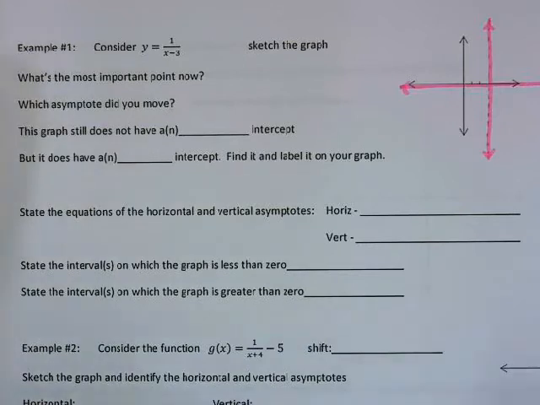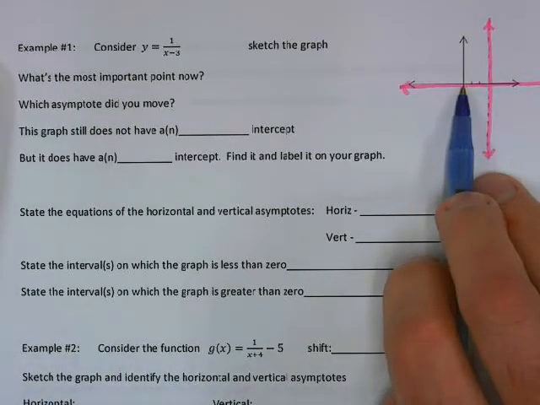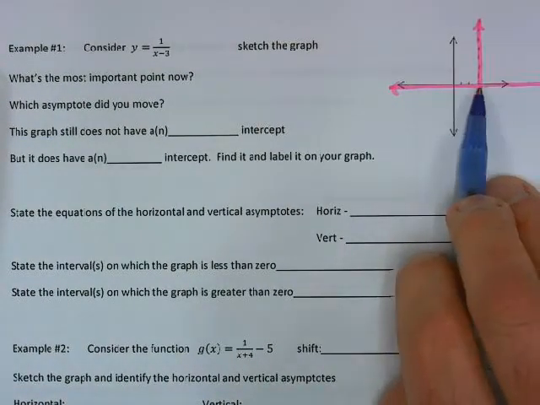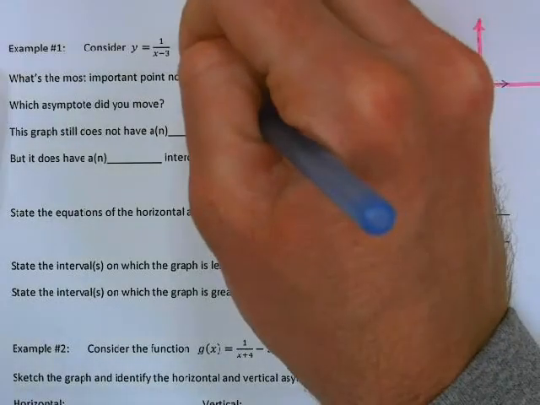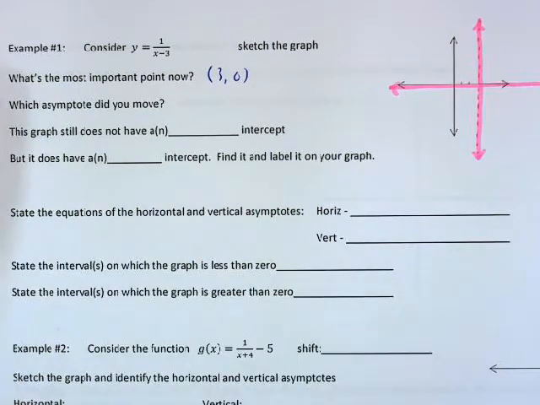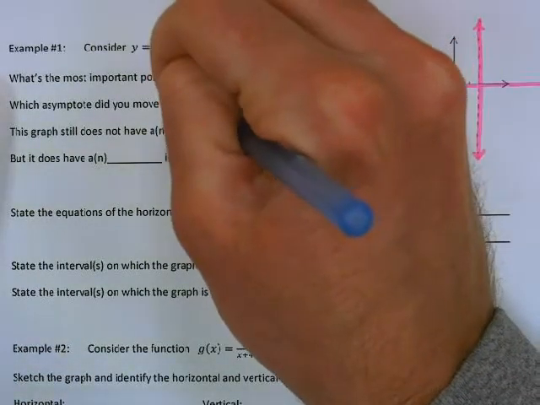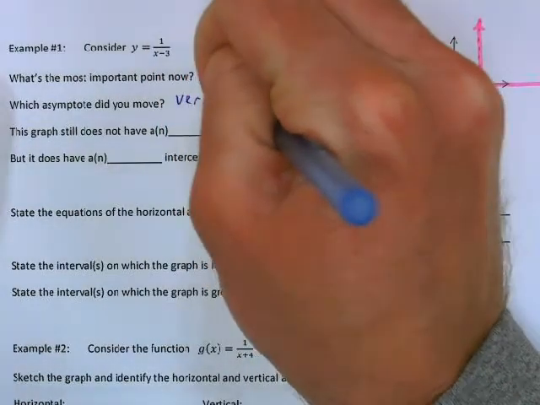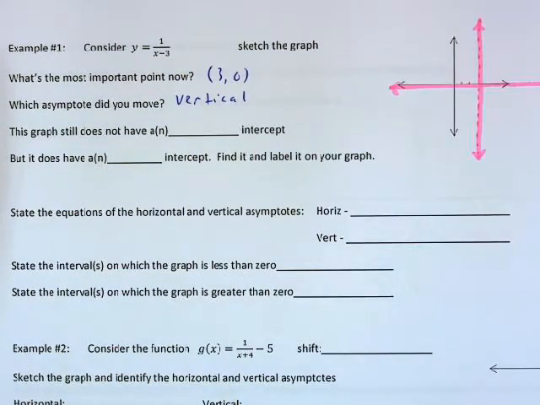All right, and our most important point now, rather than our asymptotes intersecting at the origin, well, now they intersect at (3, 0). So we're going to call that (3, 0) for the most important point. Which asymptote did we move? Well, the vertical asymptote. Okay, and then now we can sketch this.